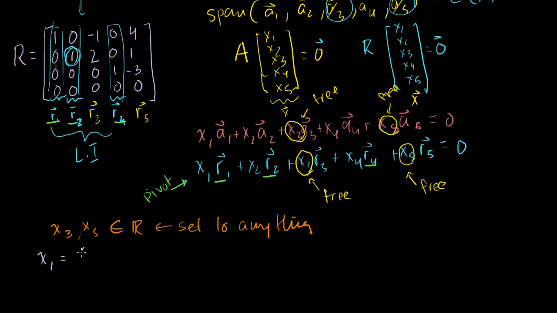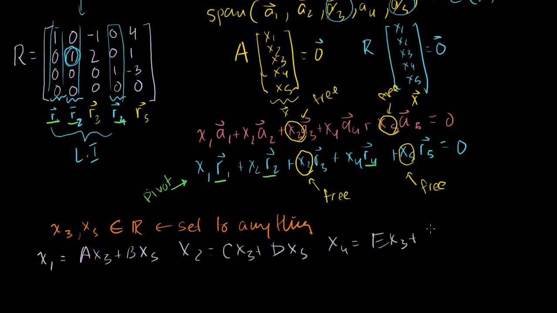Maybe x1 is equal to ax3 plus bx5. Maybe x2 is equal to cx3 plus dx5. And maybe x4 is equal to ex3 plus fx5. That comes directly out of literally multiplying this guy times this equals 0. You would get a system of equations that you could solve for your pivot variables in terms of your free variables.